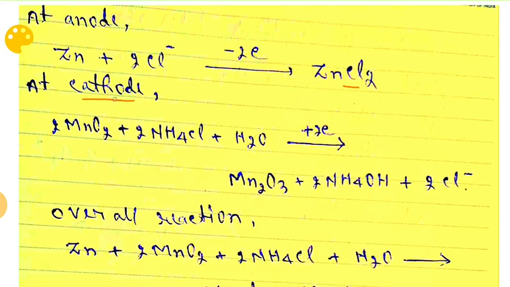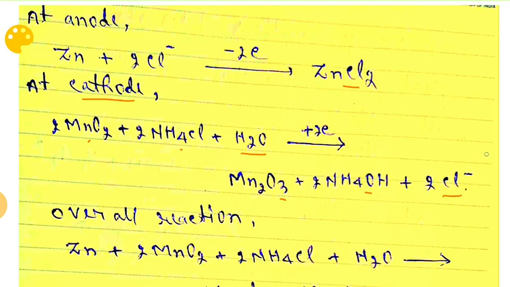Now at cathode, cathode means positive terminal. What happens here? Manganese dioxide reacts with ammonium chloride, and it is the paste of ammonium chloride, so it has water also, means it is in the paste form, and hence it acts as electrolyte. Otherwise it does not act as electrolyte. So manganese dioxide reacts with paste of ammonium chloride and converts into manganous oxide, ammonium hydroxide and chloride ion.